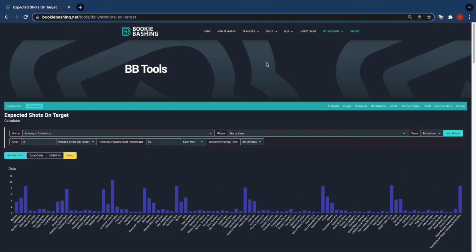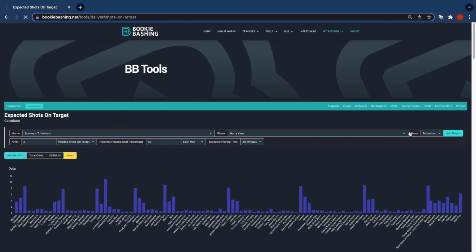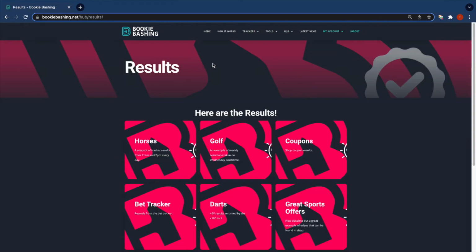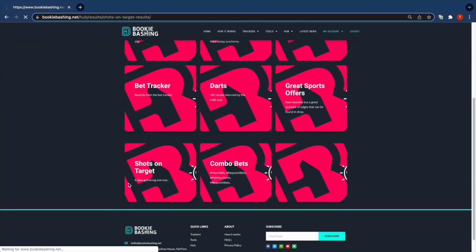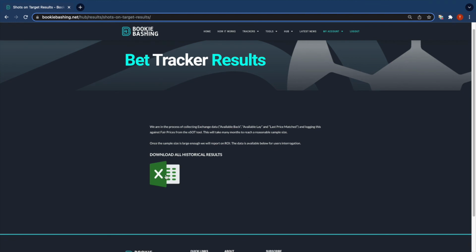We can have a look at the return on investment in the hub. A lot of these goals bets are on the bet tracker. We've got over 14,000 bets on the bet tracker that we can have a look at. Historically, we've even got a data gathering exercise in the shots on target where we are documenting all prices on the exchange. We're going to collect thousands of these and we're comparing them against the fair odds that we have in the shots on target tool at bookiebashing.net.